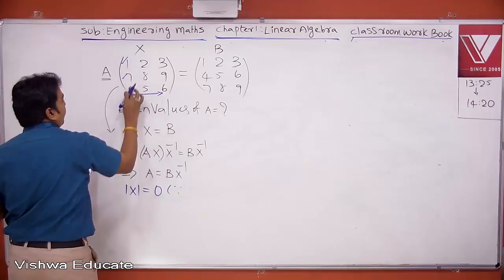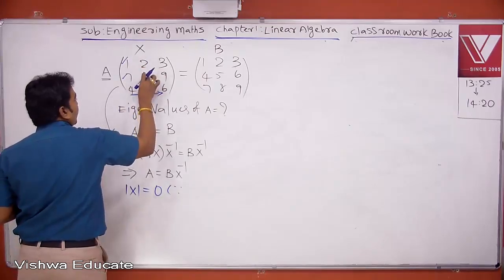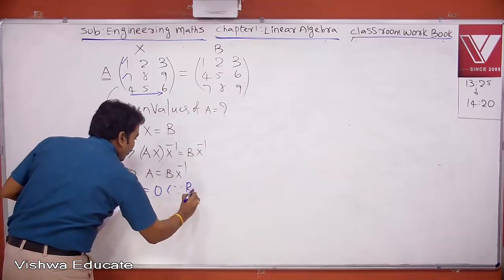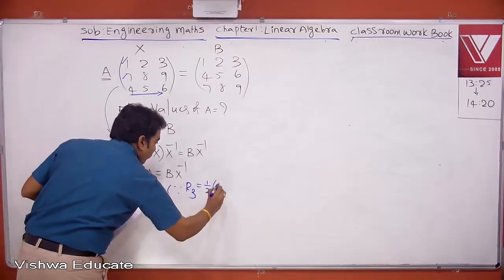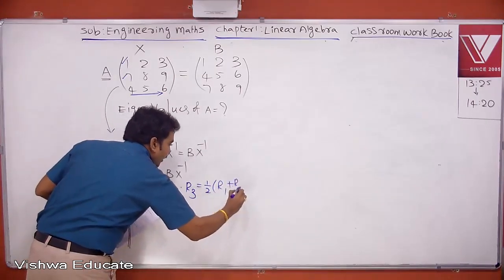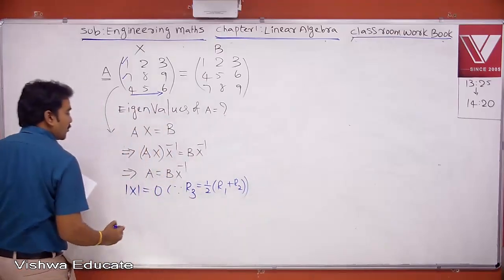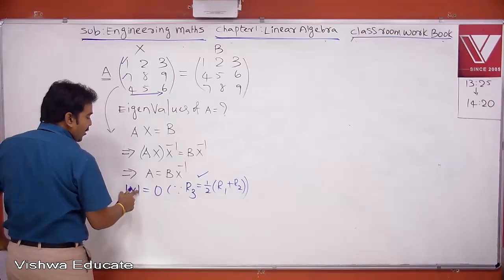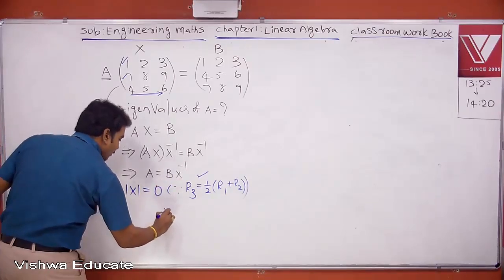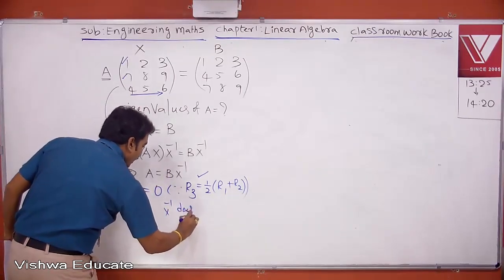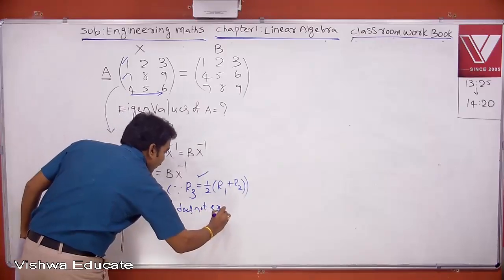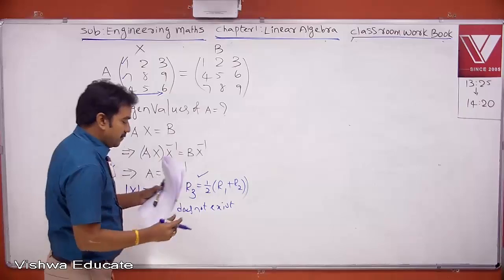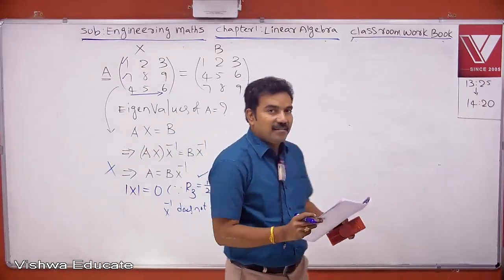1 plus 7, 8, 8 by 2 is 4. 5 is 2 plus 8, 10 by 2. 3 plus 9, 12, 12 by 2 is 6. Therefore, here R3 equals half of R1 plus R2. This is a linear dependence relationship among rows. Whenever there is a linear dependence among rows, the determinant is 0. When the determinant is 0, inverse is not possible. So X inverse does not exist. Therefore, this way you cannot get the matrix A.